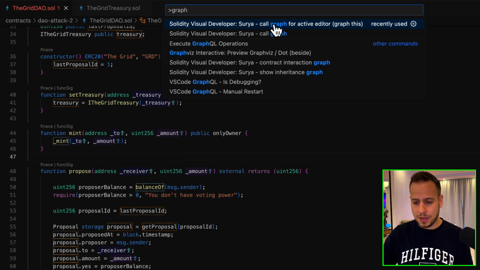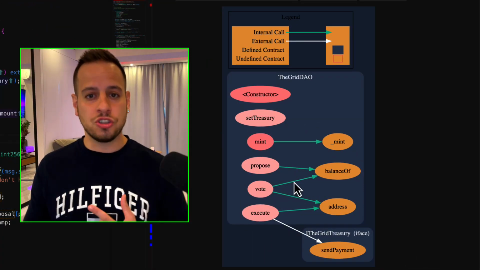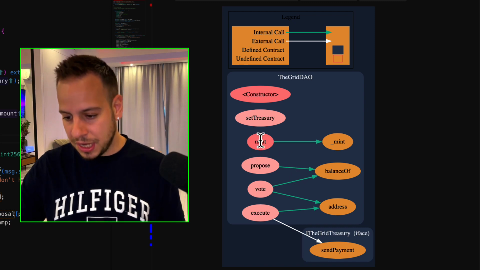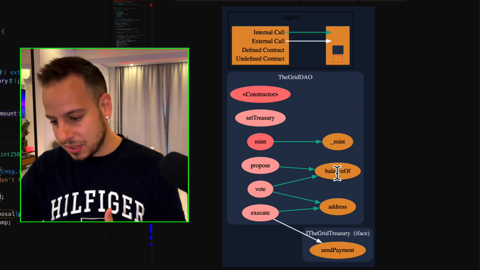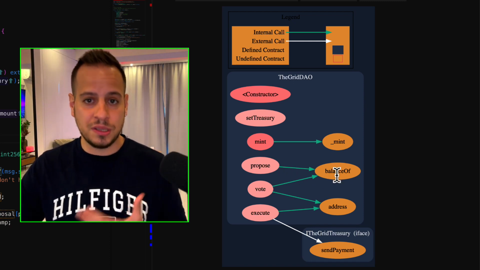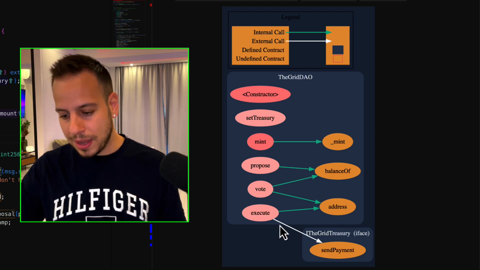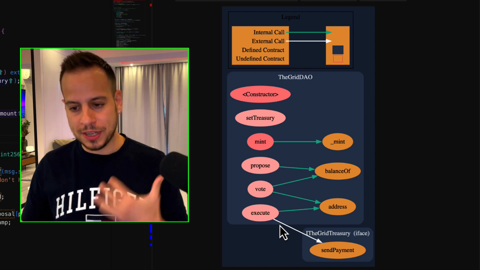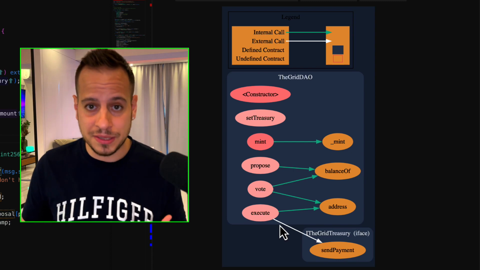So I'm just going to pick this one, call graph for active editor. And it's going to show us all the functionalities, all the calls between functions, if it's external contract or the same contract. For example, we can see here that the mint called the internal mint function, the propose calls the balance of, checks the balance of the user that is trying to propose a new proposal, vote as well. And you can get a lot of information and high level data about a contract just by using this graph feature, which is an amazing feature.